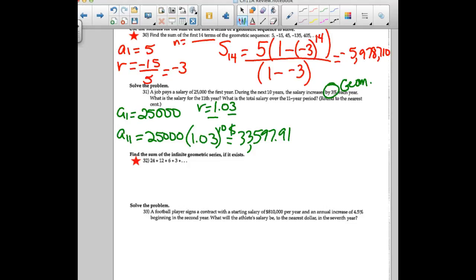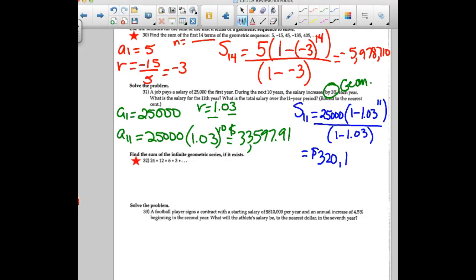All right, now it says to find the sum of those 11 terms. We are starting with 25,000. We have 1 minus r to the nth power, which is 11, over 1 minus r. Using calculators, our sum should be $320,194.89.